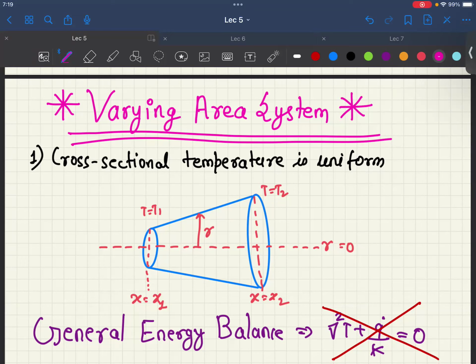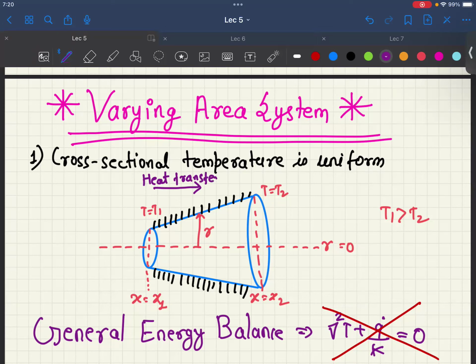So the first complexity we are adding today is a varying cross-sectional area. Here you consider a system where heat is transferred, let's say T1 is greater than T2. All these sides are insulated, so it's only one-dimensional. We are still considering one-dimensional heat transfer. So heat is going to get transferred in this direction, right? But here you see the cross-sectional area at each location is going to change. So how do we incorporate this and solve for the temperature distribution inside the system?